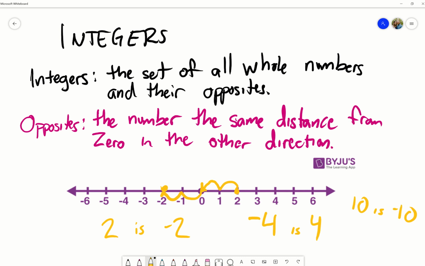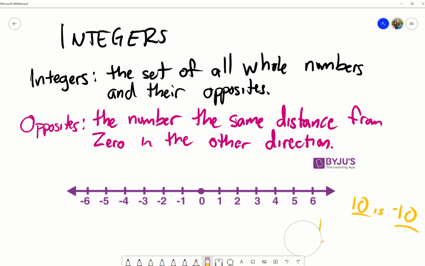So the opposites mean you just make your number negative or positive. Your value stays the same, right? These values are the same. 2 and 2 are the same. 4 and 4 are the same. 10 and 10 are the same. The opposite just means you're either going to add a negative if it's not there, or take away the negative if it is there. Okay, so that's what we do with opposites.